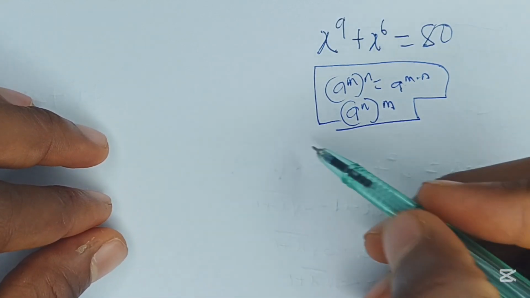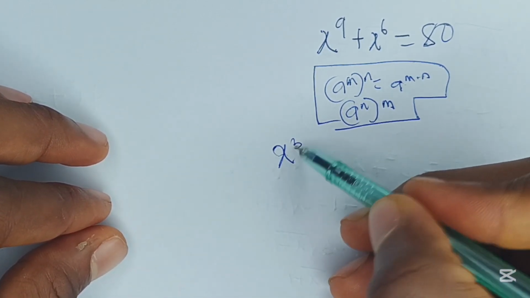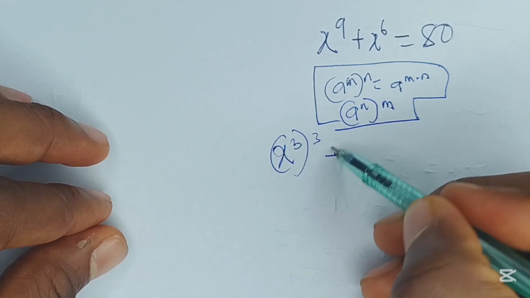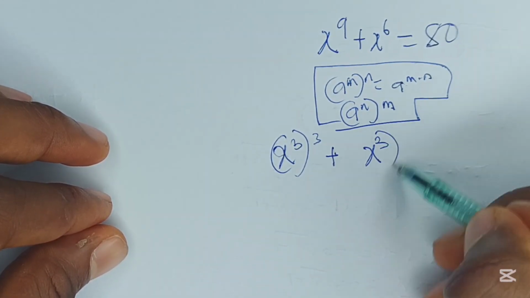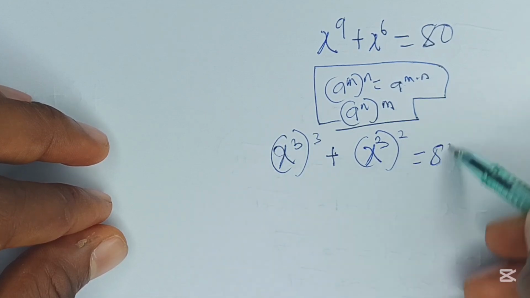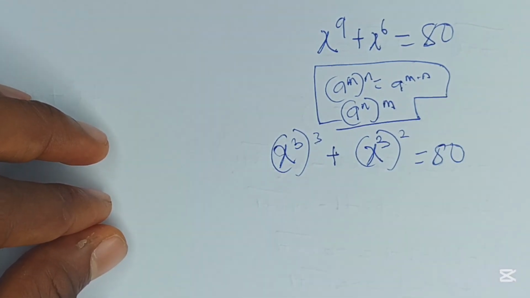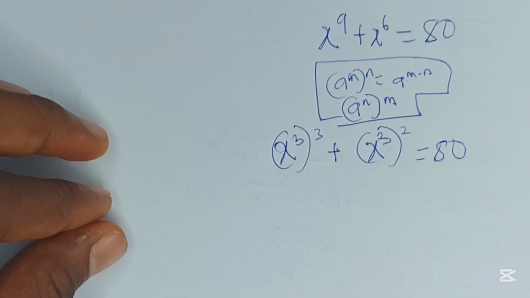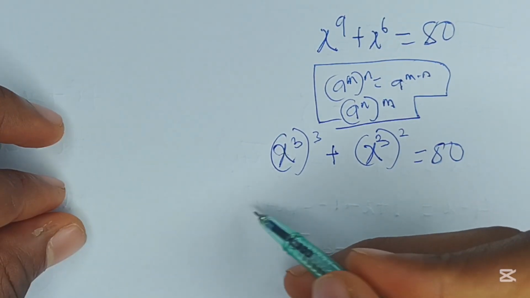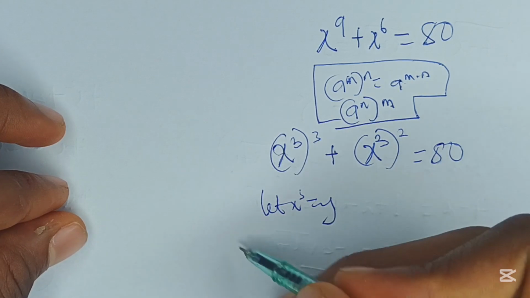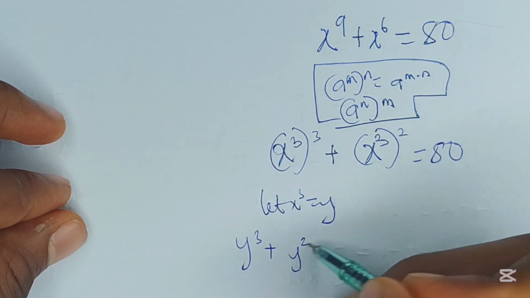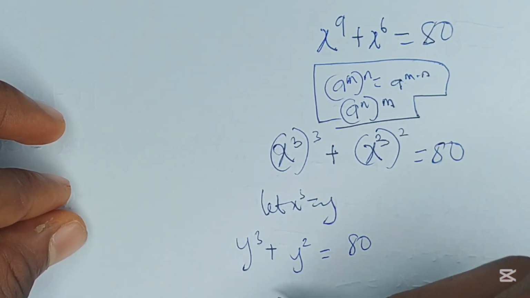Now, from here we have (x^3)^3 plus (x^3)^2 is equal to 80. Okay, but this is what we have from here. Now moving on, let x raised to the power 3 be y. We have y cubed plus y squared is equal to 80.